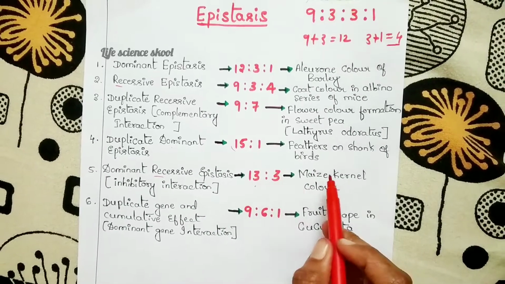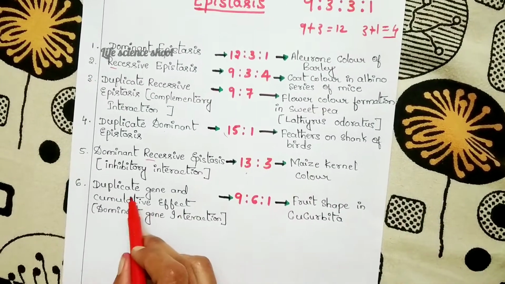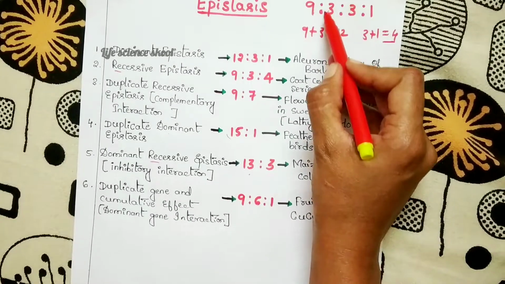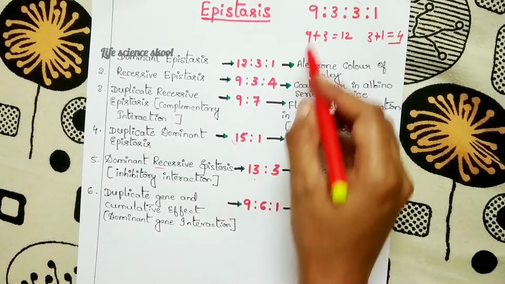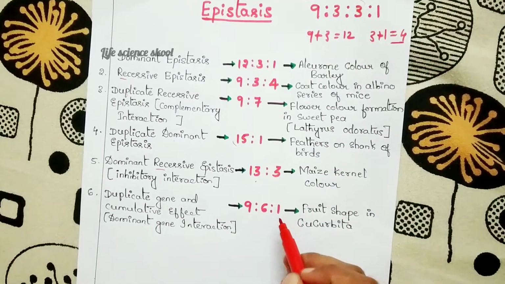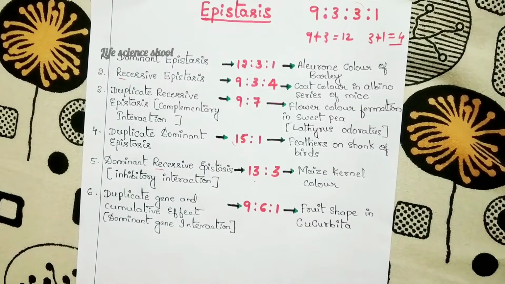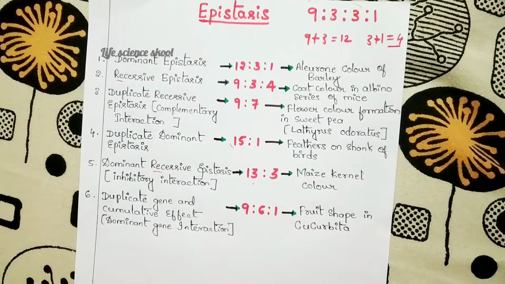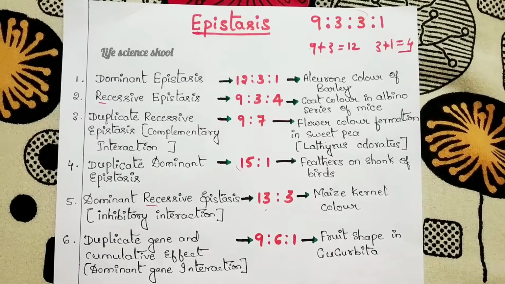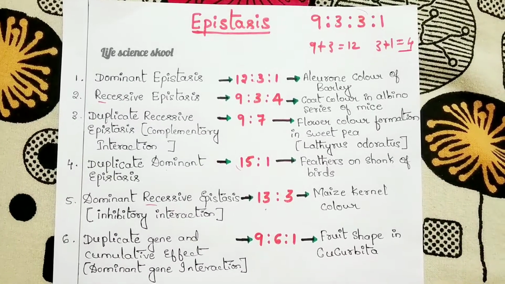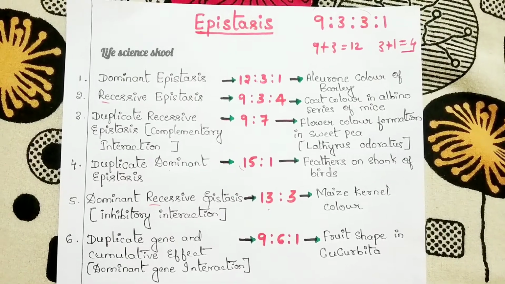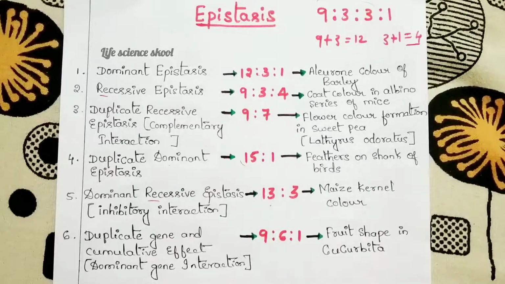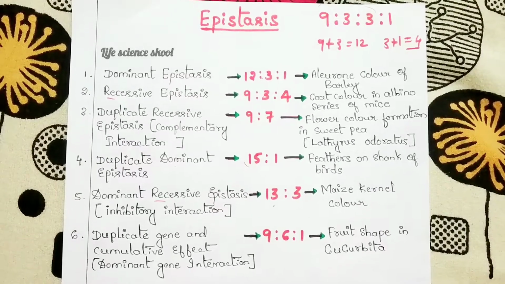The example is maize kernel color. And the last one, duplicate gene and cumulative effect, that is dominant gene interaction here, so the phenotypic ratio is 9 is to 6 is to 1. The example for this is fruit shape in cucurbita. So 9 is to 6 is to 1, you have to add the middle ones, 3 plus 3 is 6, so that becomes 9 is to 6 is to 1.